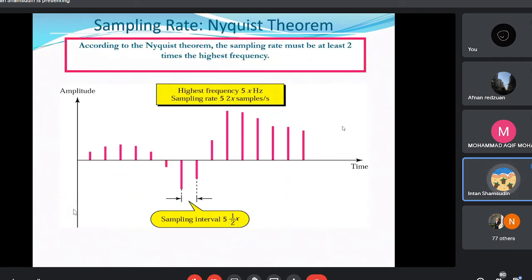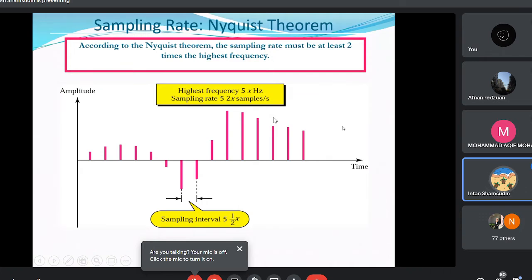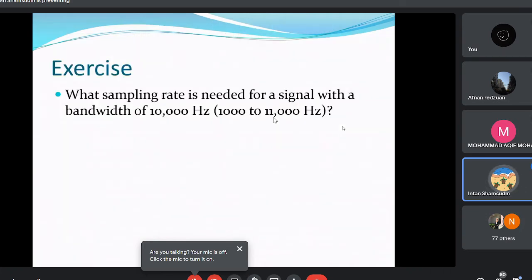So this is a sampling rate, Nyquist's theorem. Okay. According to Nyquist's theorem, the sampling rate must be at least 2 times of the highest frequency. Okay, so kita tengok dari sini. The highest frequency is 5 lah. Okay. 5 times 2 times samples. Alright. So nanti kita akan tengok contoh.